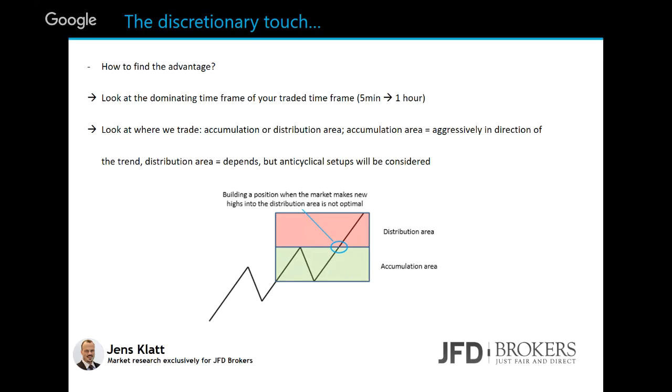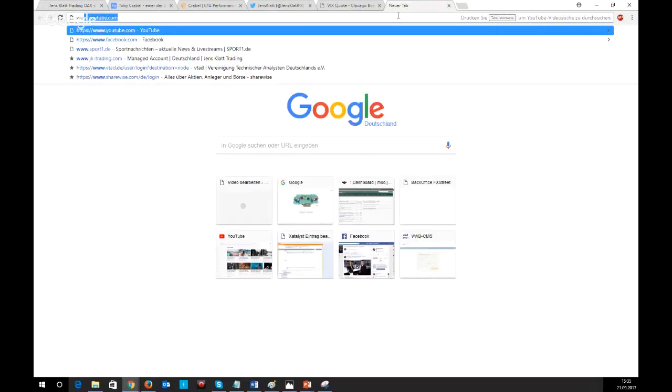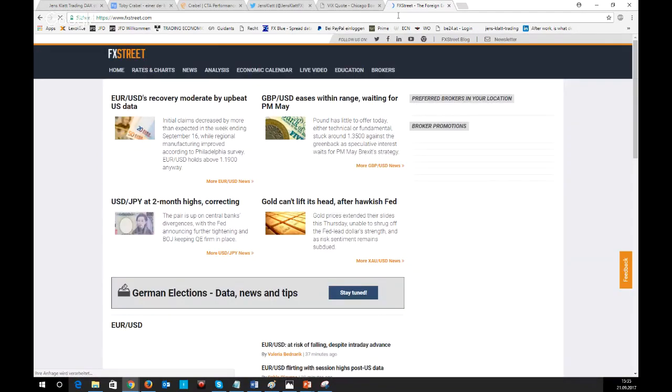On top of that, let's just see whether we can find it here. One sec. So fxstreet.com. So it should be, I think, around the.